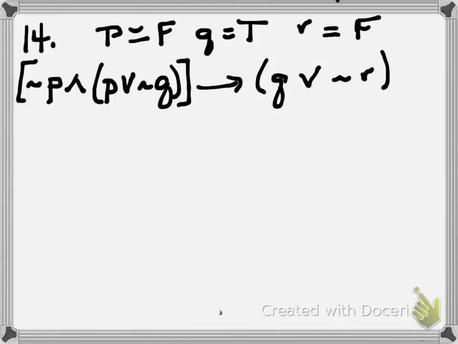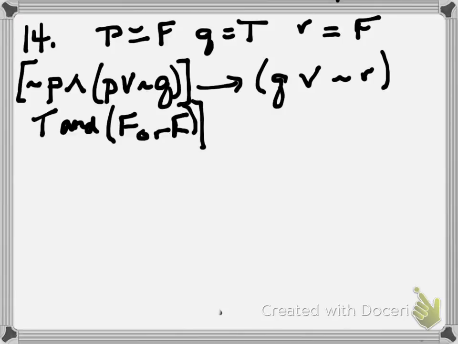So we're going to find the truth value of this statement. Given that P is false, Q is true, R is false. So not P then must be true. And in the parenthesis, we have P, which is false, or we have not Q, which is false. Now, in an or statement, one of the two must be true for it to be true. And neither one is true.